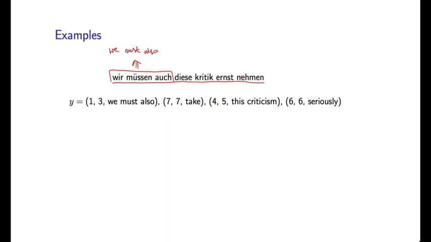And secondly, let's number these words, 1, 2, 3, 4, 5, 6, 7. The second phrase says let's translate words 7 to 7 inclusive. That's this single word nehmen. And we'll translate that as the word take. And then we translate words 4 and 5 as this criticism.